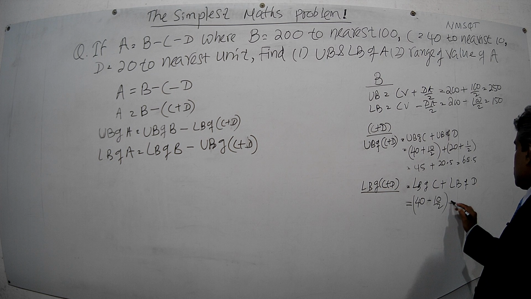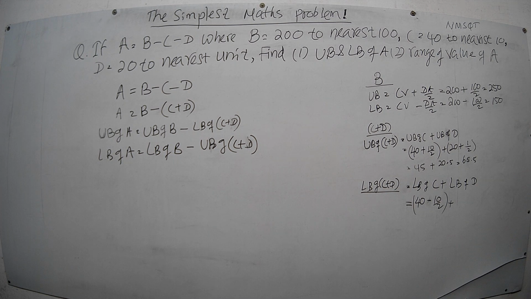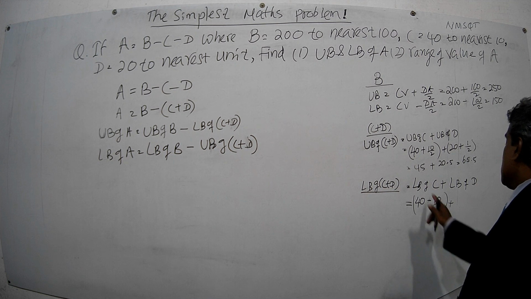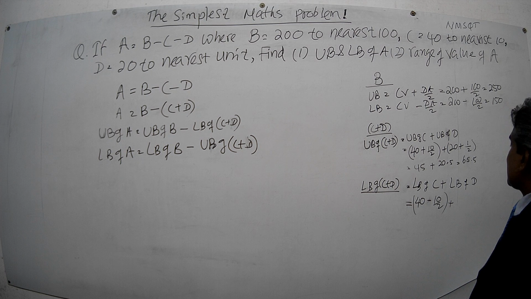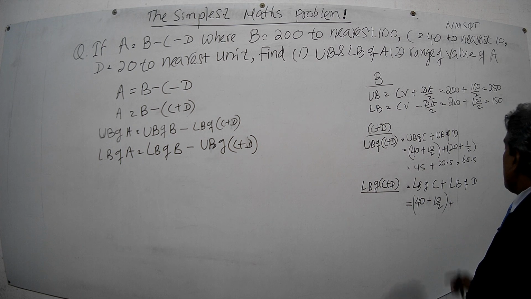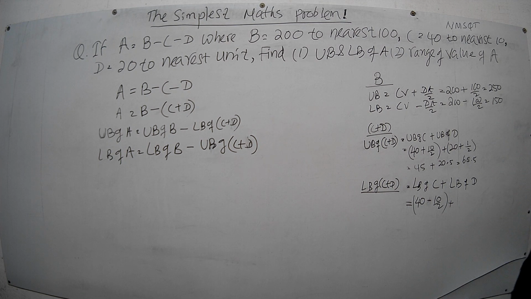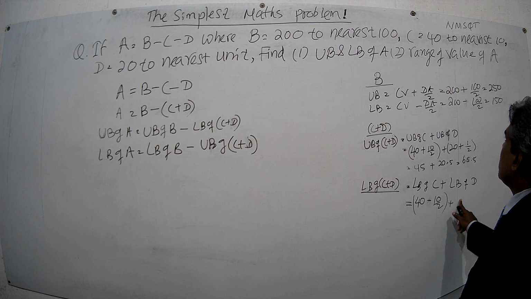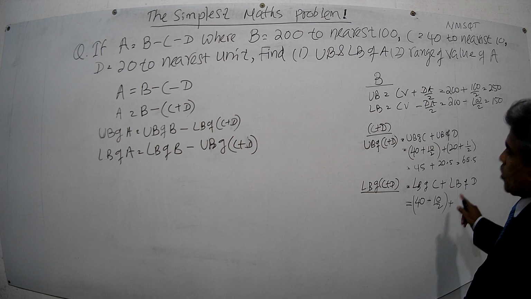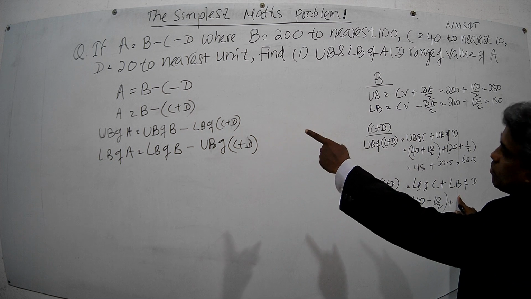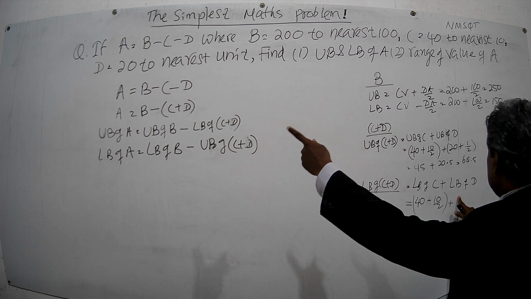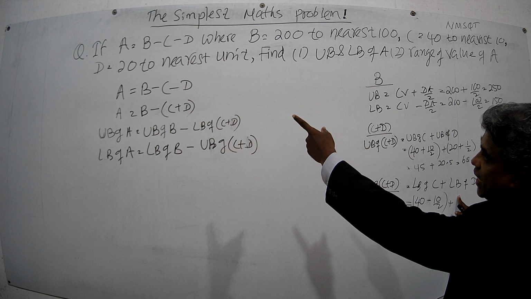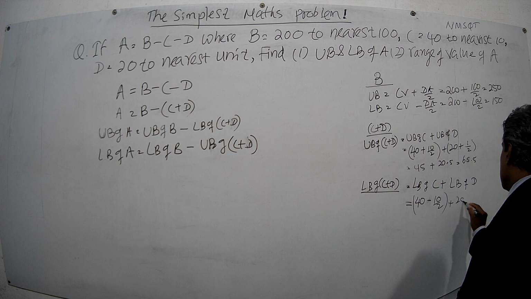Then plus, because the lower bound of a sum is the sum of the lower bounds. Now we are getting the sum of the lower bounds of C and B. Then the lower bound of D is the corrected value minus the degree of accuracy over 2. The corrected value of D has been given as 20.